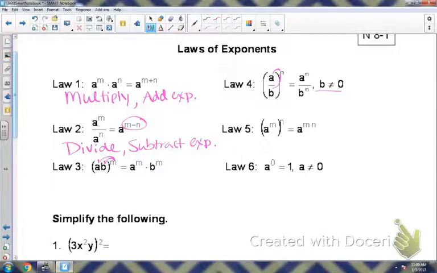Law 5 states that when we have a to the m and then an exponent on the outside, so n, we will multiply just like on 3 and 4. We'll distribute that outside exponent to the inside and multiply. So when you have a power raised to a power, you multiply the powers. Okay, Law 6, any base, no matter if it's a variable or a number, raised to the 0 power will always equal 1. Okay, except a cannot equal 0. So any number other than 0 raised to the 0 power or a variable raised to the 0 power equals 1.